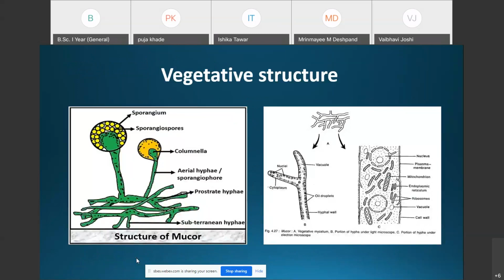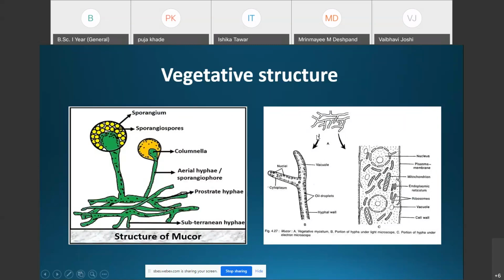Okay, then here you can see the vegetative structure of the mucor. The thallus of the mucor consists of highly branched cenocytic mycelium. Here you can see the vegetative mycelium of the mucor, and it is a highly branched structure. It is highly branched and it is cenocytic.